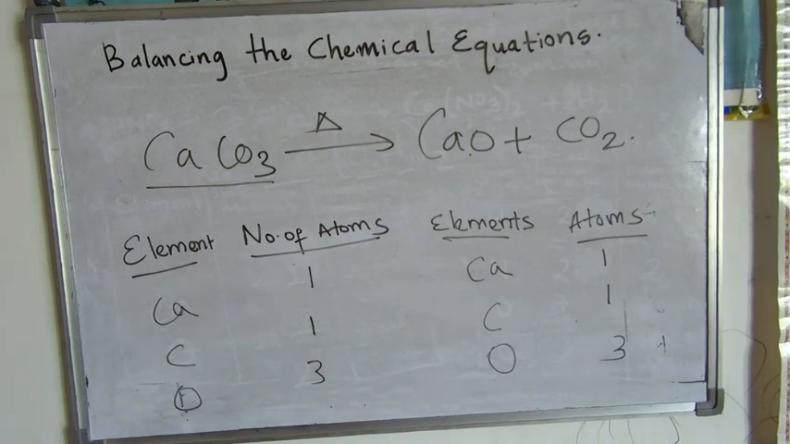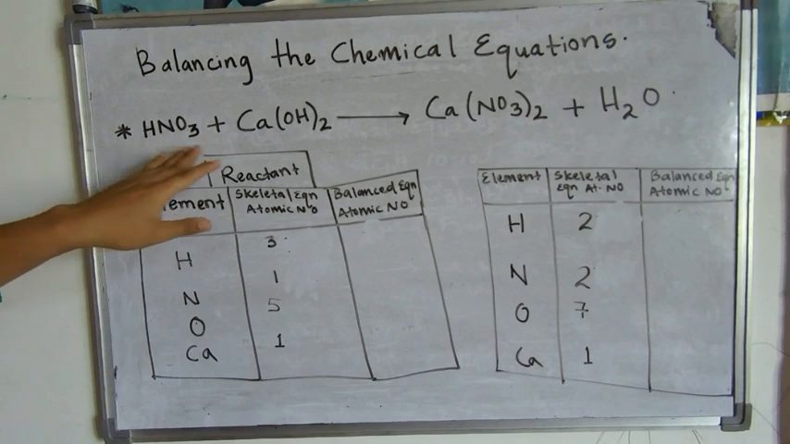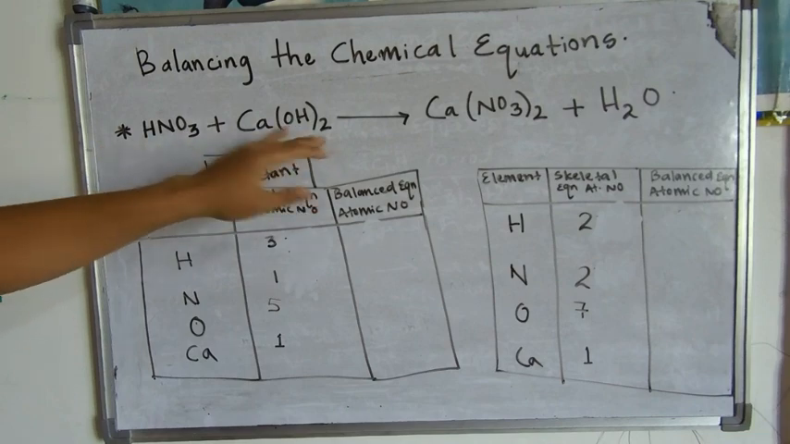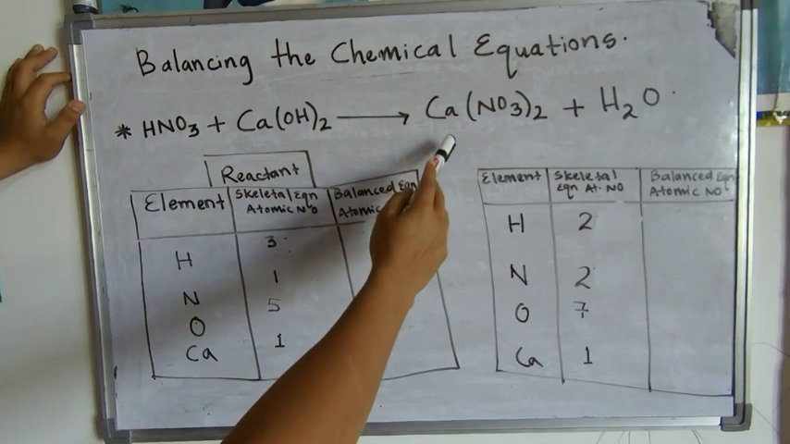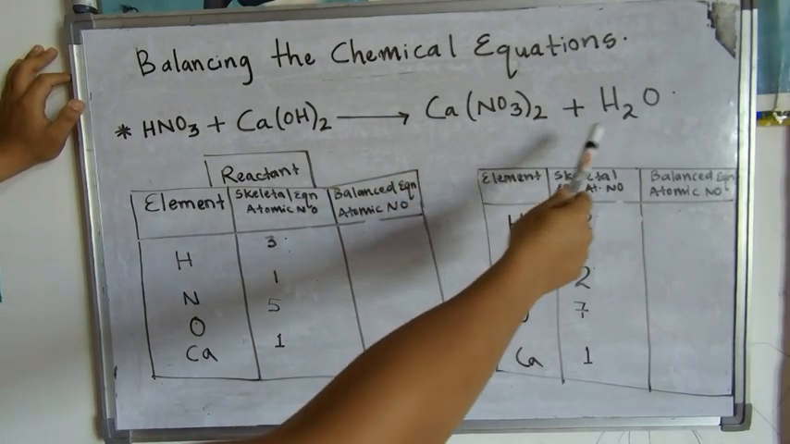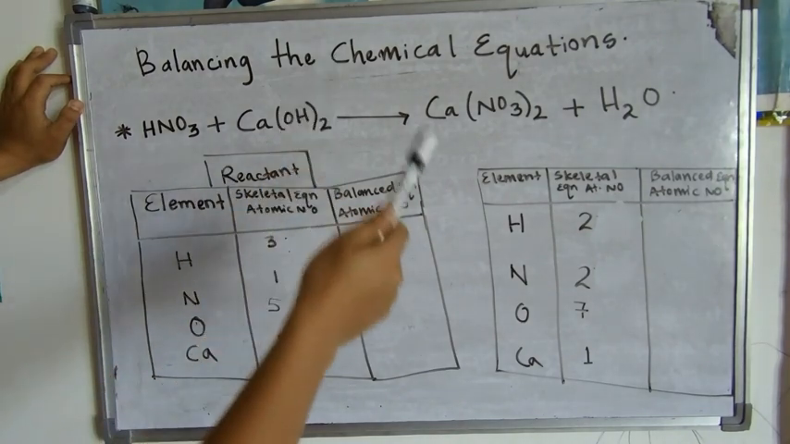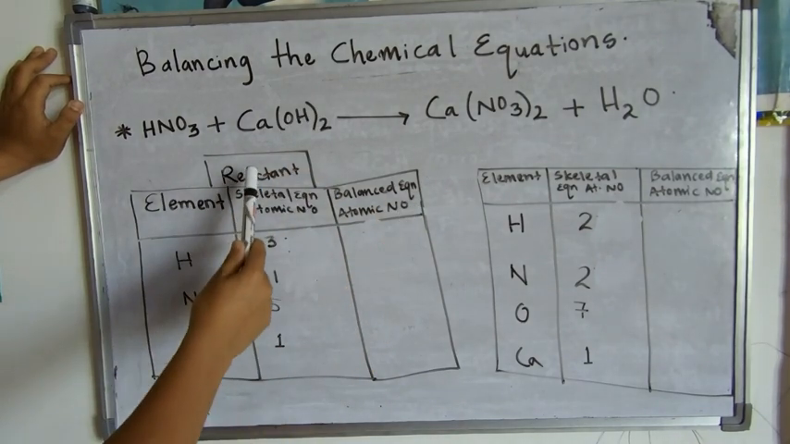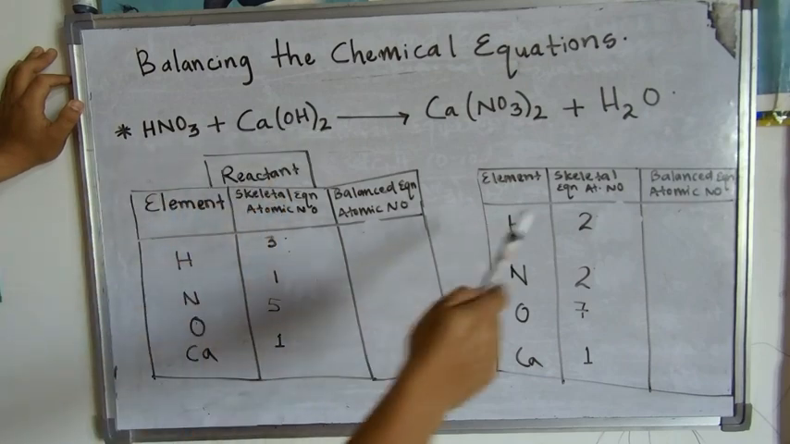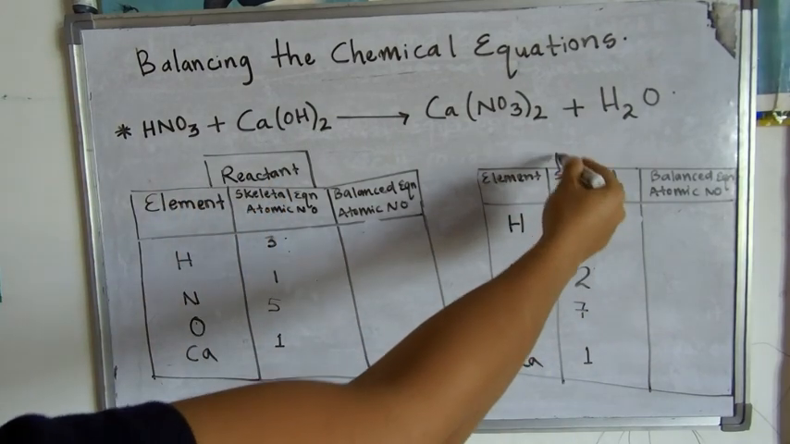So this is how you find the number of atoms in any compound, and after that we proceed to balancing the chemical equations. Here HNO3, that is nitric acid, Ca(OH)2, this is calcium hydroxide, Ca(NO3)2, this is calcium nitrate, and H2O, that is water. As I have told you, in any chemical reaction there are 2 sides. One is the reactant side, that is the left hand side, and the other is the product side.